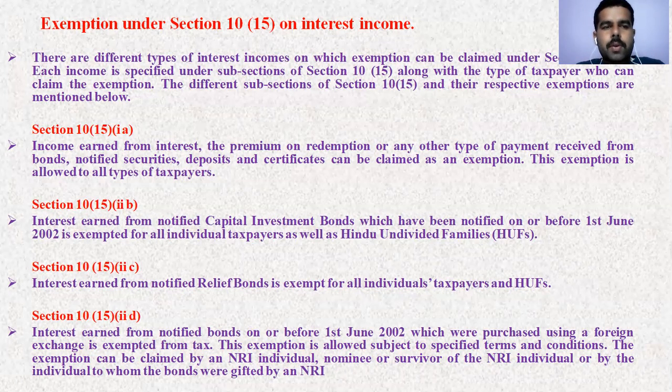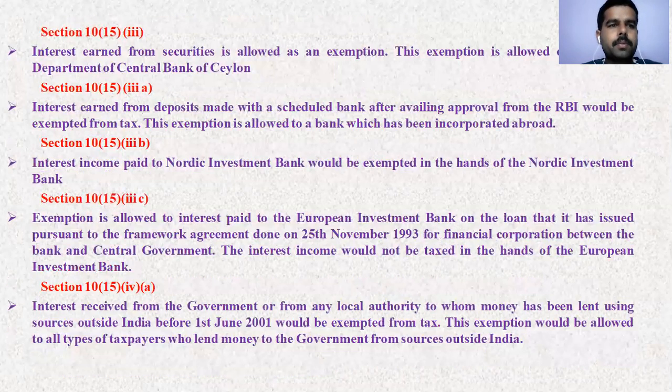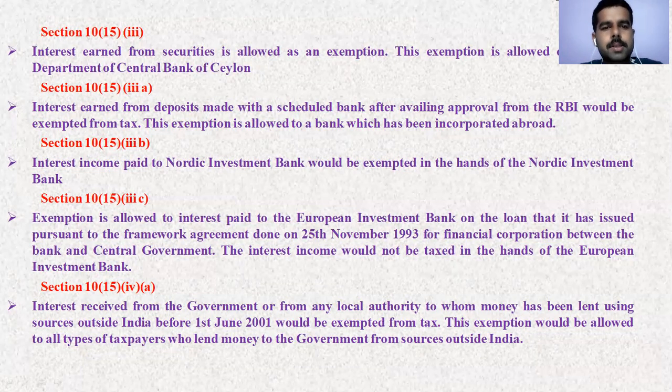Okay, these are the few exemptions which are covered under section 10 subsection 15, and a little bit more exemptions are there. You observe here, interest earned from securities is allowed as an exemption. Already we discussed it in the first one. The exemption is allowed only on the issue department to the Central Bank of Ceylon. Section 10 subsection 15, interest earned from deposits made with a scheduled bank after availing approval from the RBI would be exempted from tax. This exemption is allowed to a bank which has been incorporated abroad.